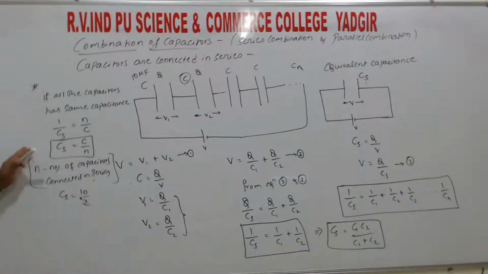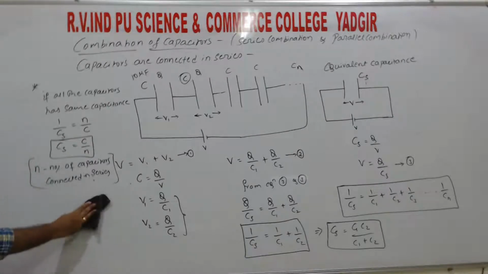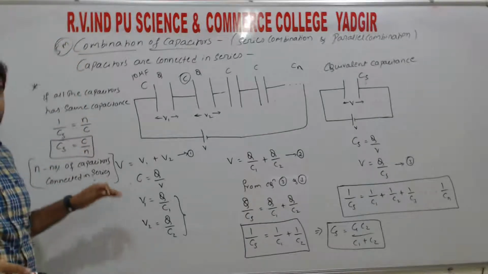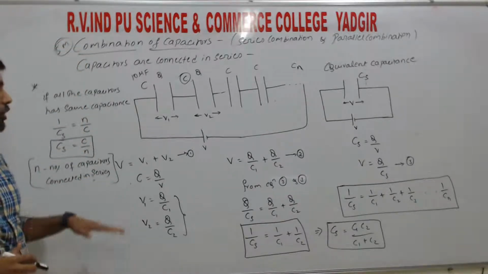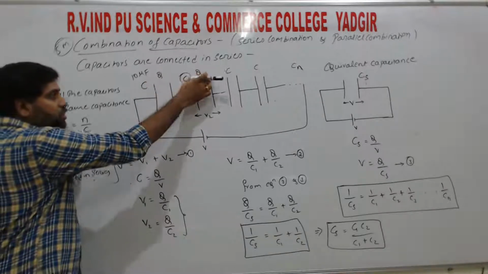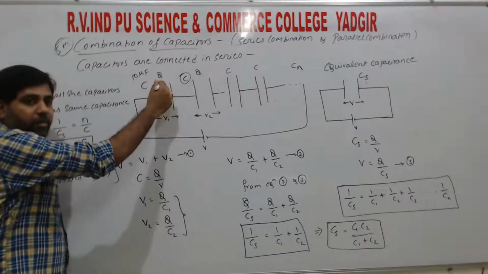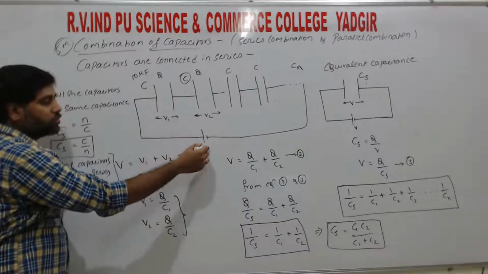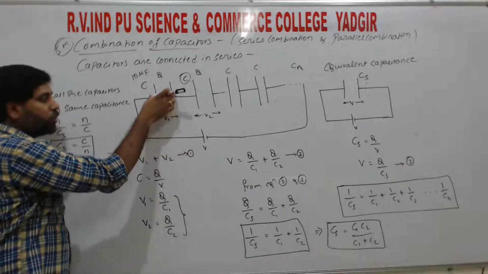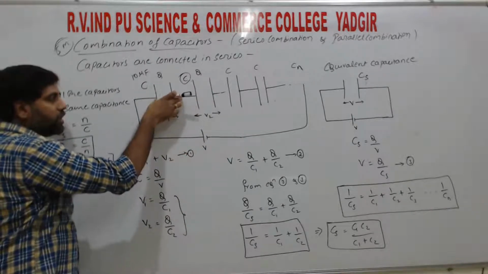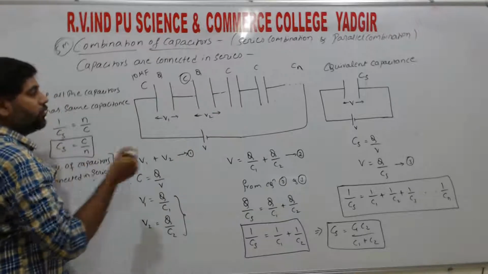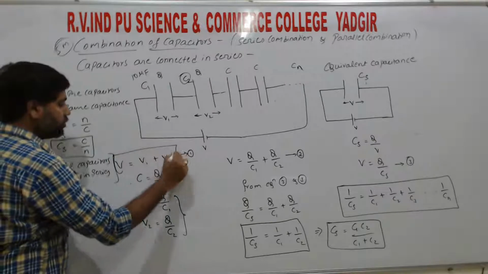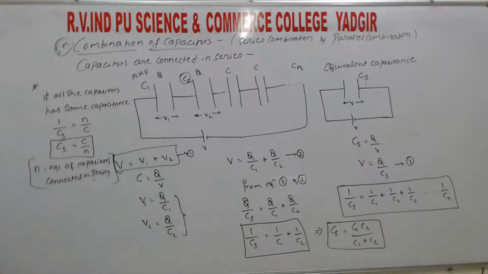This series combination is very important for a 5 marks derivation, or they ask for 3 marks. Here the charge on each capacitor remains the same in the series combination. The potential divides: the applied potential is V, and it divides into V1 across C1 and V2 across C2. If you know the relation, we can easily derive this.